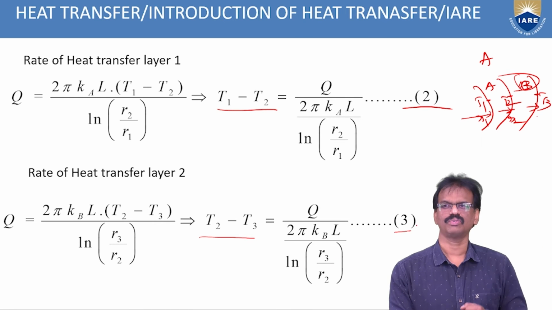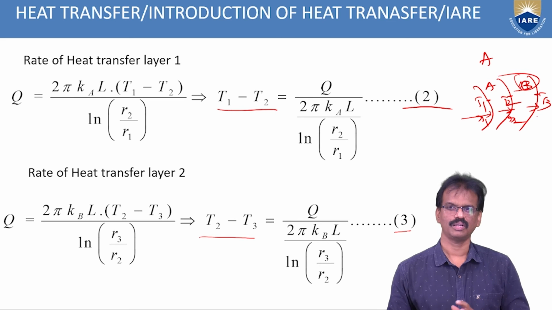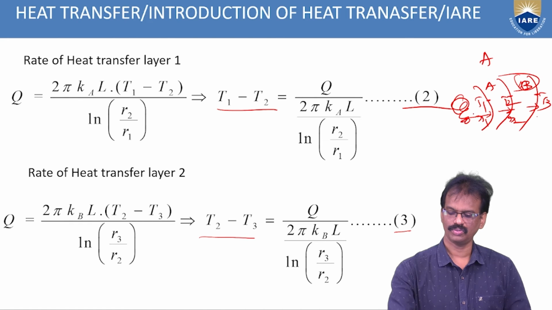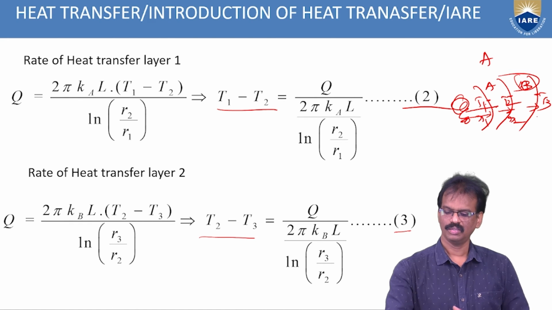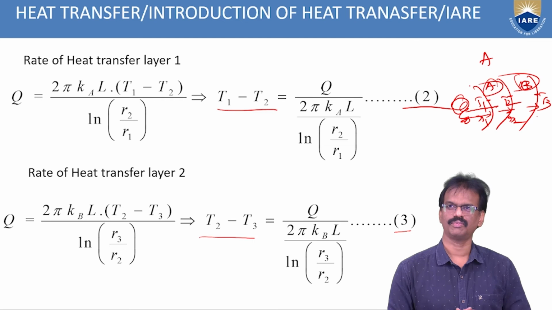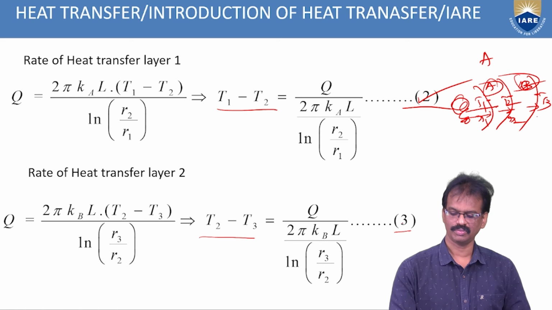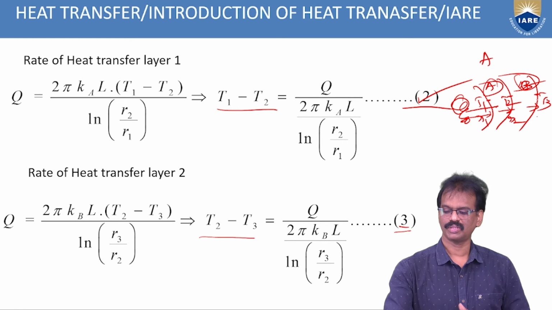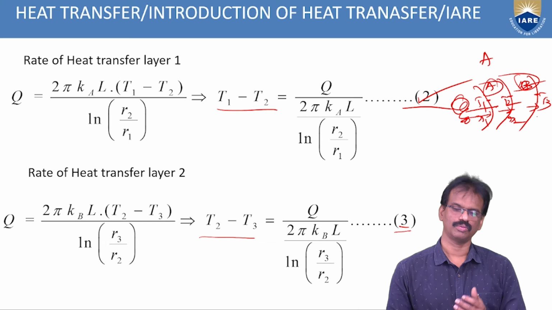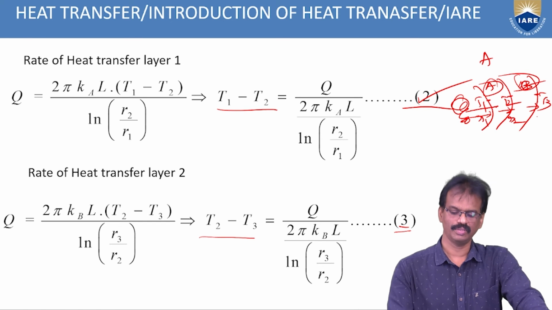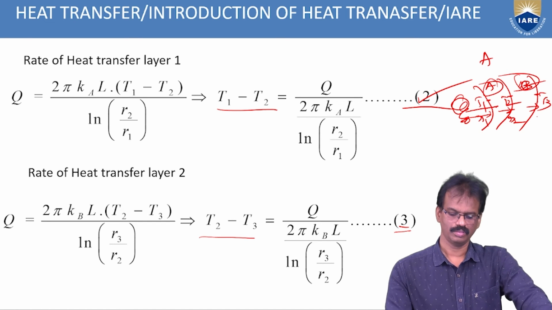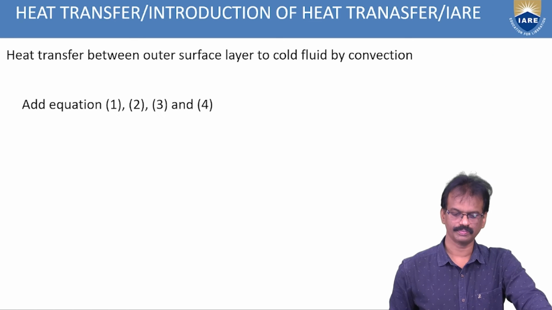So from convection we got equation 1. It means heat transfer from the hot fluid to the inner surface of the first layer. That is equation 1. Heat conduction in layer A is equation 2. Heat conduction in layer B is equation 3. Next, the last equation: heat transfer by the convection process from the outer surface of B to the cold fluid, just like the ambient temperature. We'll see that one also.